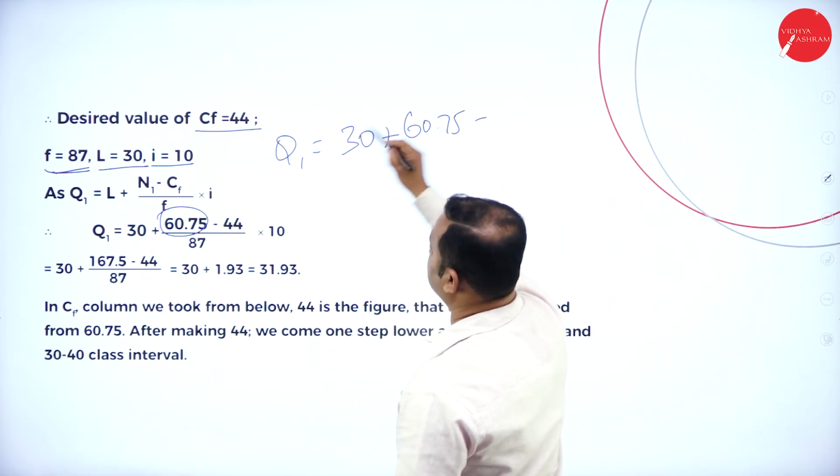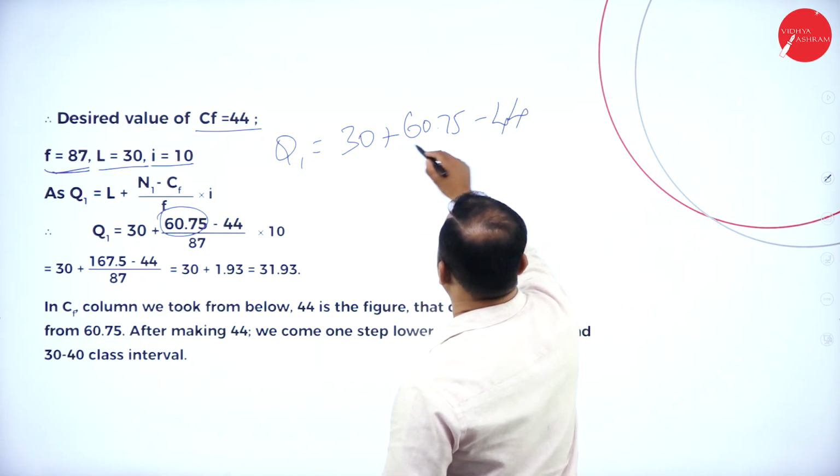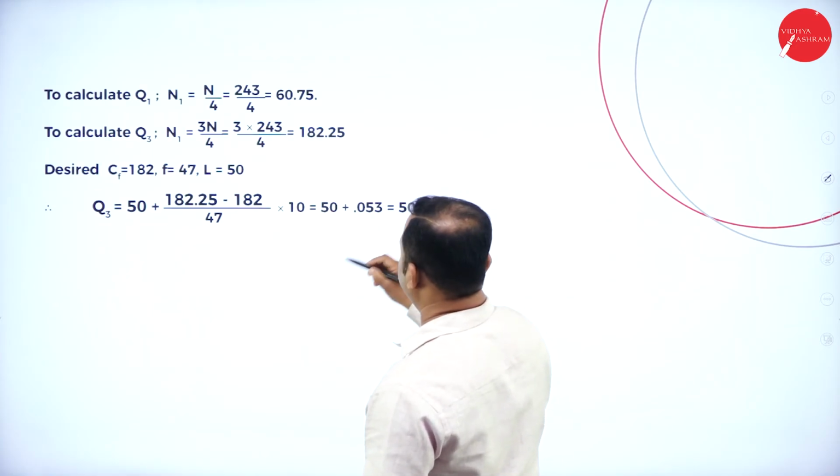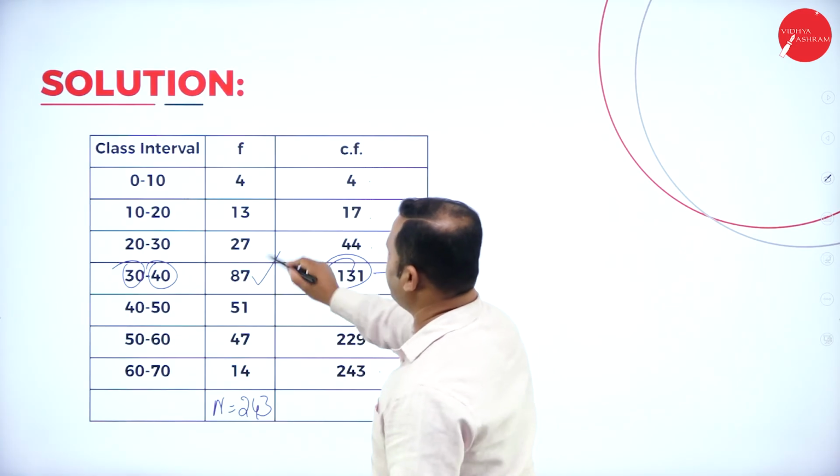What is the value of CF? That is equal to 44. Cumulative frequency divided by F, frequency. What is the frequency associated with that? That is 87. 87 is the frequency.